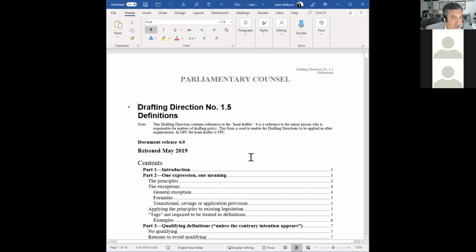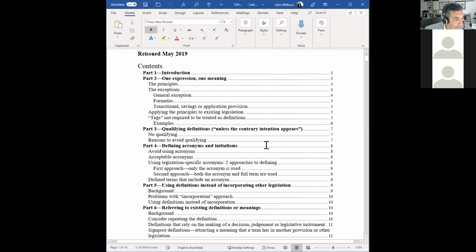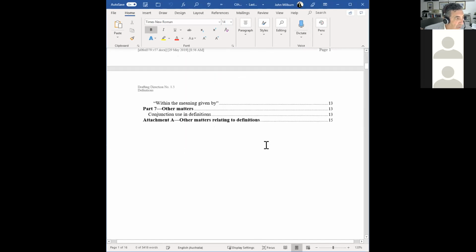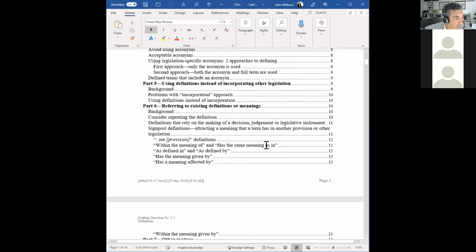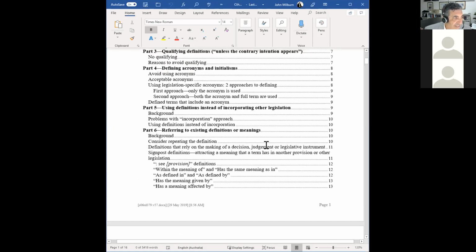The first is to ensure that there is a general definition section with all expressions defined in the legislation. Now that's subject to a few things. So what you need to do is ensure that the general definition is made subject to those things that are referred to in this material.